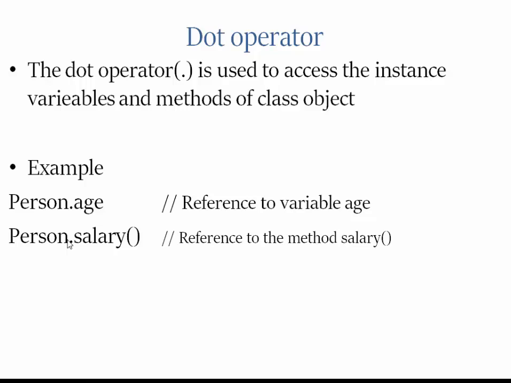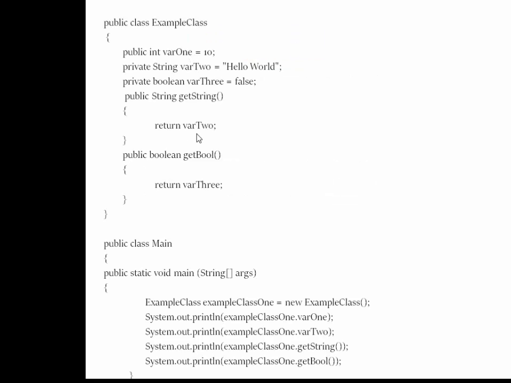Let us see one example for this. This is an example to show the use of the dot operator. Here we are creating one class, example class. In this class we are declaring three variables of type integer, string and boolean. The first variable is var1, second is var2 and third is var3, initialized with the values 10, hello world and false. The access specifiers are public, private and private.